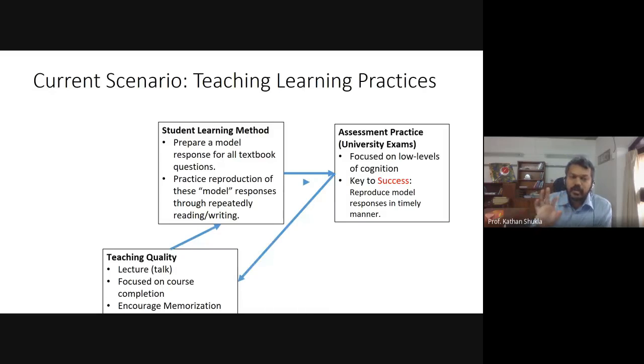So in the overall pattern, what happens? University exams tend to focus on lower levels of cognition. In Bloom's taxonomy, there are levels of cognition: knowledge level, understanding level, then application level, then analysis, synthesis, and evaluation, judgment, right? So in these deeper levels of cognition, mostly university exams will focus on the knowledge and understanding level, which is a kind of superficial level of cognition.